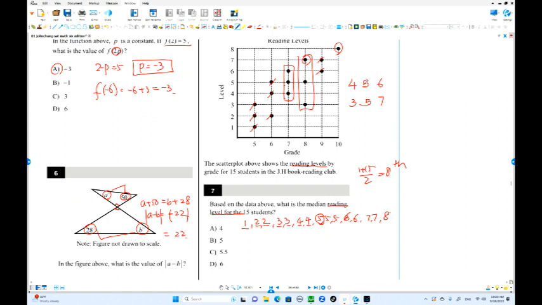There are 6 students. The total is how much? This one is 15. This one is another 15. The total reading level is 30. But we have 6 students, right? Still 5 is the right average, okay?